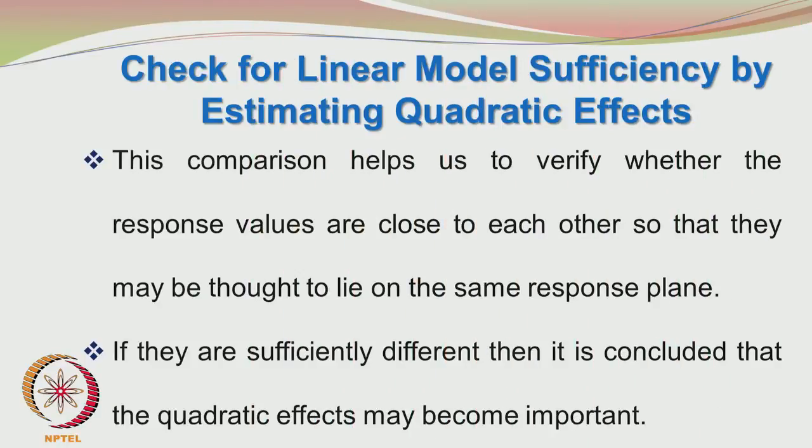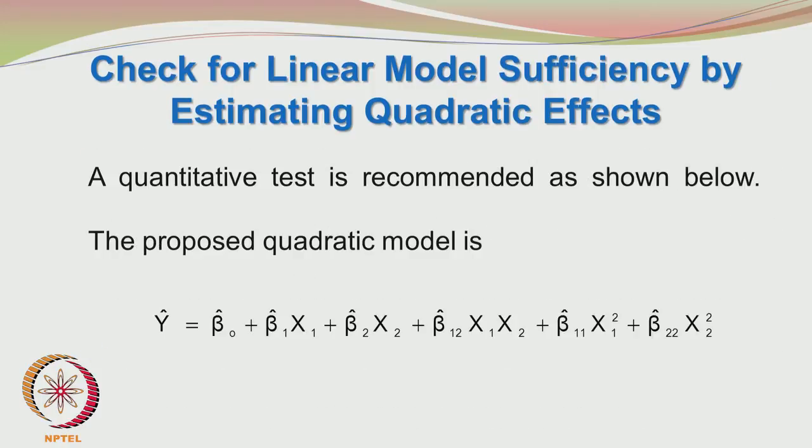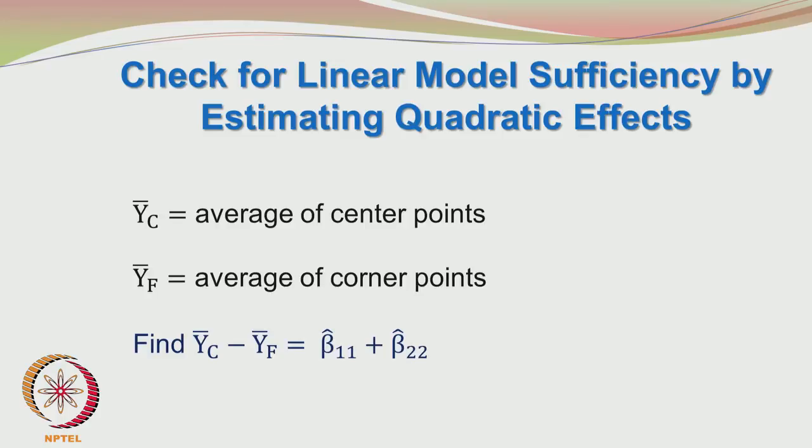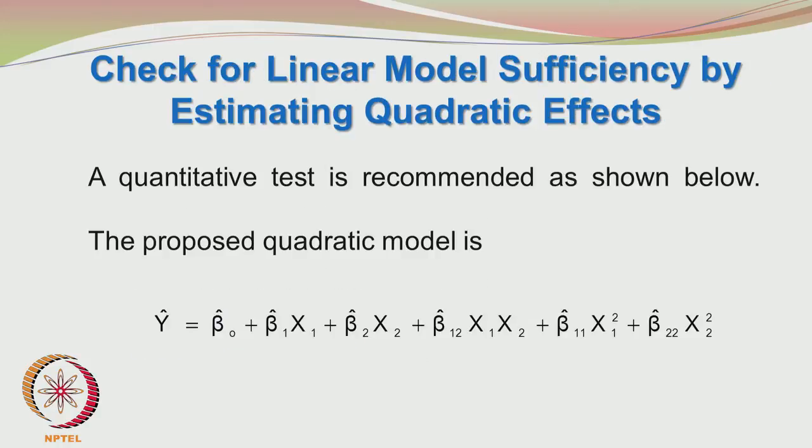So, the first step is to find the difference between y bar f and y bar c. If the difference between y bar f and y bar c is considerable, then we can conclude that curvature effects may be important. What are the quadratic effects or the second order effects? If they are significant, then the model should have, in addition to the regular intercept, main factors and binary interaction, beta hat 11 and beta hat 22. So, what we are doing here is checking for the linear model sufficiency by estimating the quadratic effects. The quadratic effects are characterized by beta hat 11 and beta hat 22.